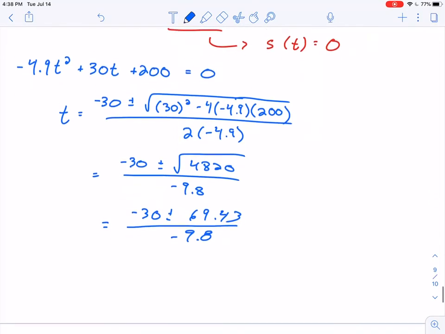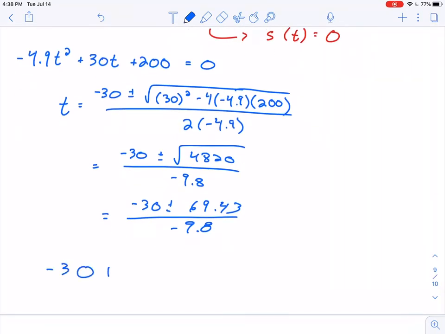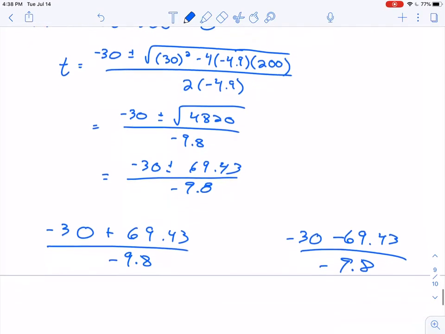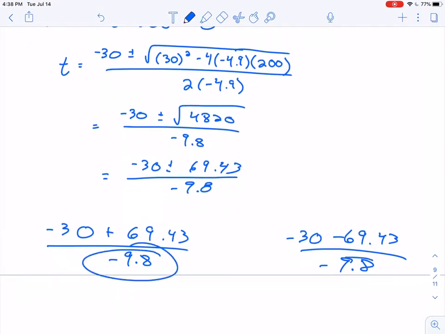And then I'll have negative 30 plus 69.43 divided by negative 9.8, and negative 30 minus 69.43 divided by negative 9.8. Be careful you work these problems to the end, because we're dividing by a negative here. You will want to make sure that you're looking at the positive solution. So negative 30 plus 69.43 divided by negative 9.8, over here, I ended up with negative 4.02.